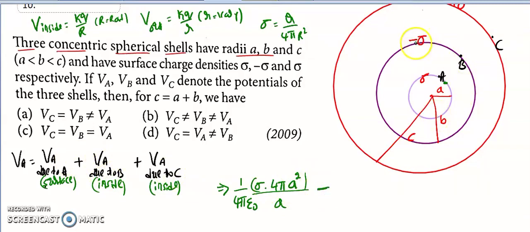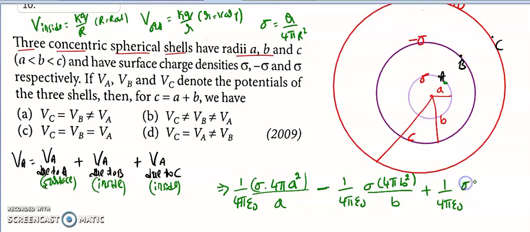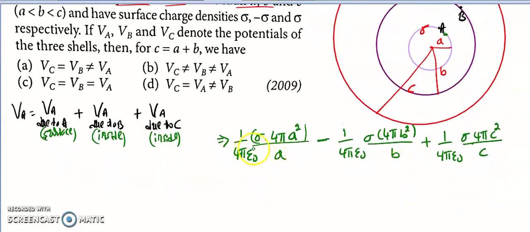Since the surface charge density is minus, it is 1 by 4 pi epsilon naught, sigma 4 pi B square, divided by the radius inside, which is B. Then again plus, because the surface charge density is plus, 1 by 4 pi epsilon naught, sigma 4 pi C square divided by C. Now you have to cancel: 4 pi cancels, A cancels.